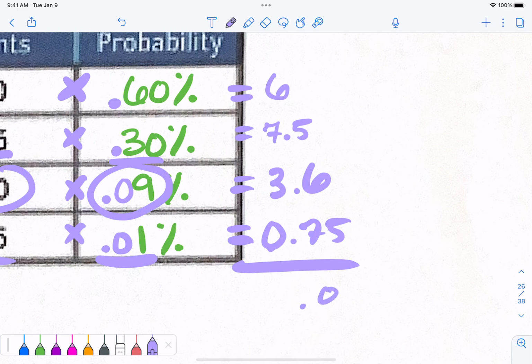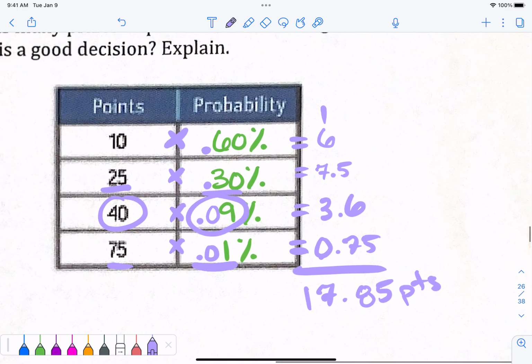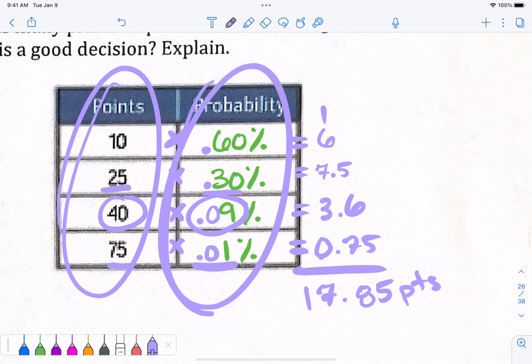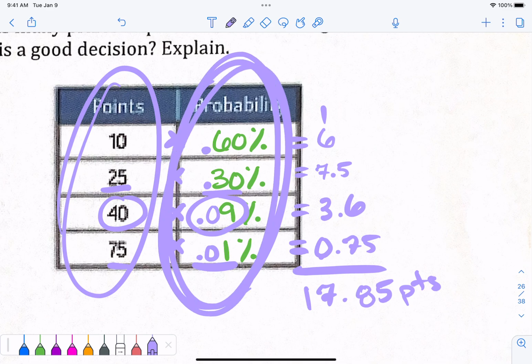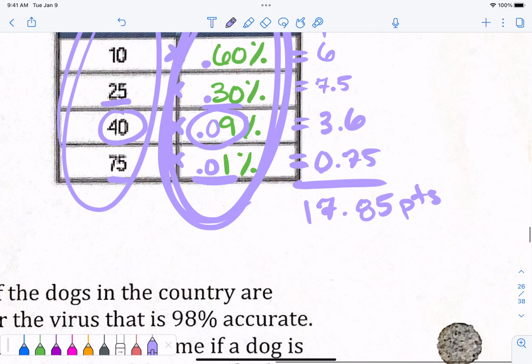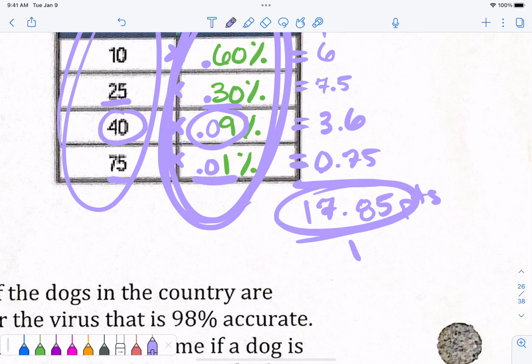This ends up being 0.85. I know that. Carry the 1. 17.85 is the number of points, okay? Now we have to divide by something. We're trying to find the average number of points, so I'm going to divide by this number. What does 0.6 plus 0.3 plus 0.09 plus 0.01 add up to? 1. So I'm going to divide that by 1, which is just 17.85.